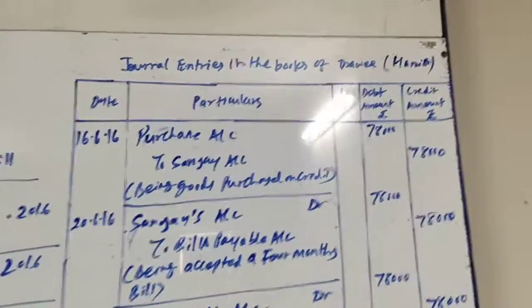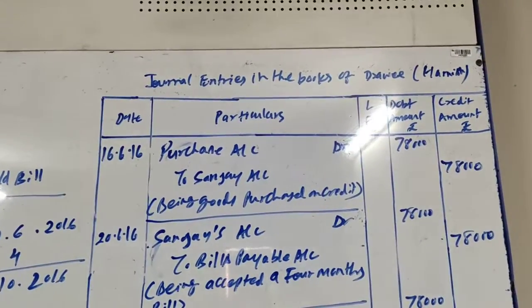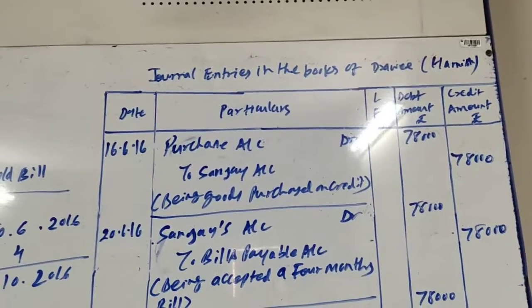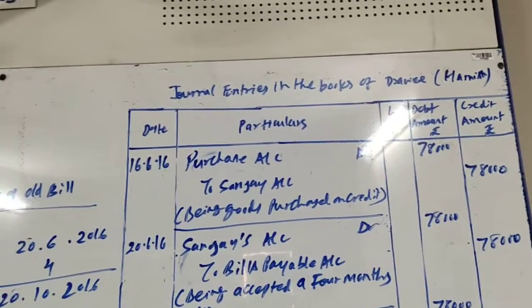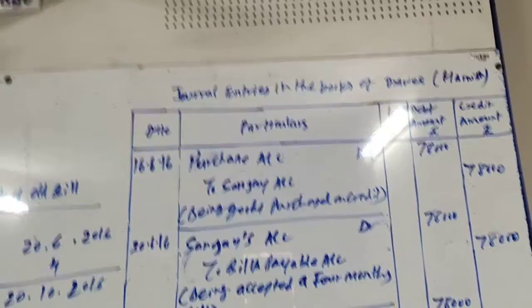So journal entries in the books of drawee, that is Harnish: purchase account debit to Sanjay. Okay, so date will be 16/6/2016.